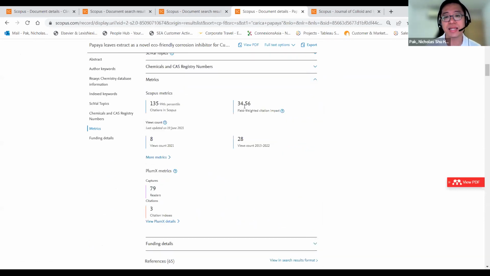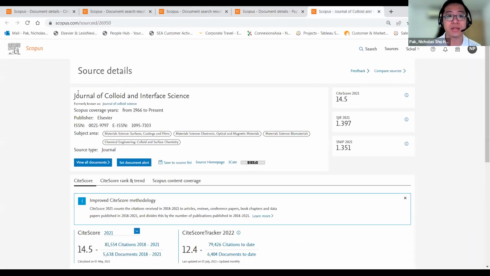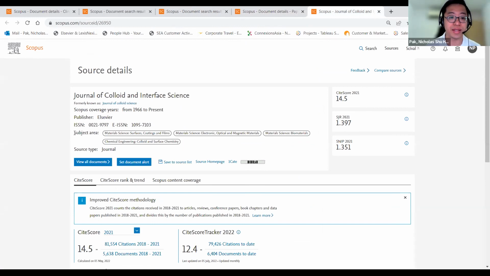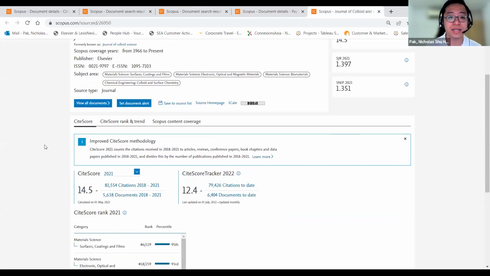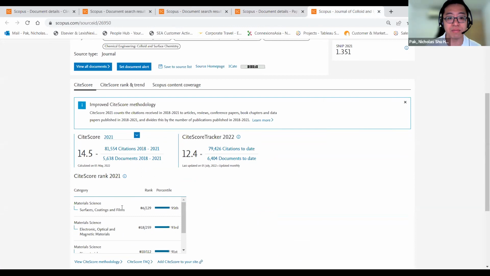This places this in the FWCI of 34.56, with 8 view counts, and it has been trending quite actively on PlumX itself. And this is a journal that's published within Elsevier. We can see it is ranked 6 in material sciences based on surface coatings and films.